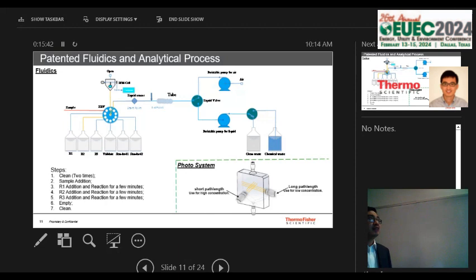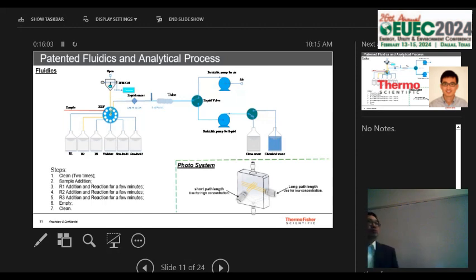Another thing is the patented fluidic and analytic process I want to talk about. We have a special liquid sensor here, and we have a special way of analyzing to maintain the accuracy of the volume we are using, the volume of the reagent and the volume of the sample.